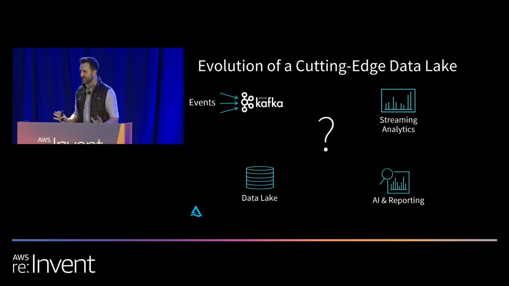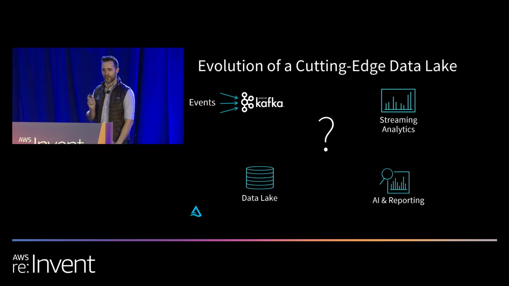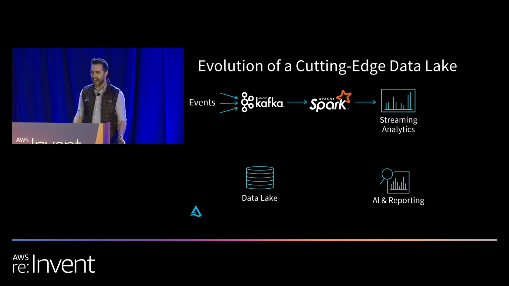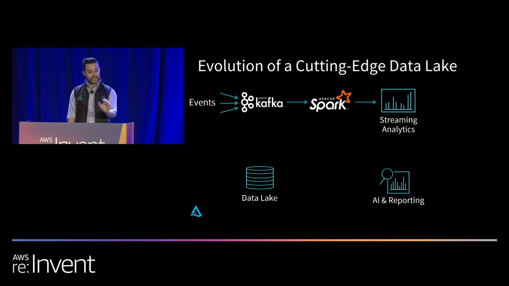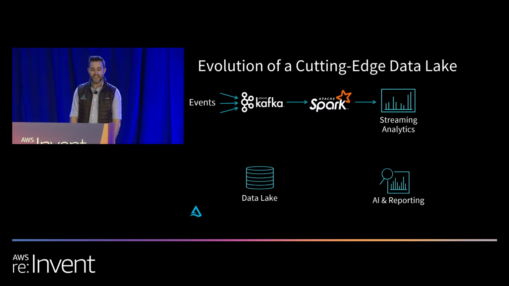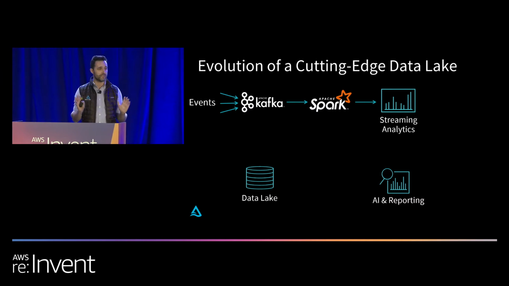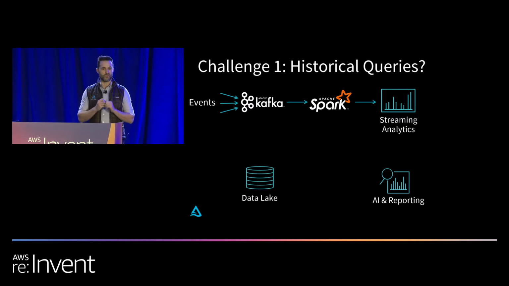I might be a little biased, but when I'm given a mission like this, I'm going to start by using Apache Spark. Spark has streaming APIs. It supports event time aggregation. It has native connections to both Kafka and Kinesis. And so you can produce your streaming analytics pretty trivially. But that brings us to challenge number one, which is historical queries.